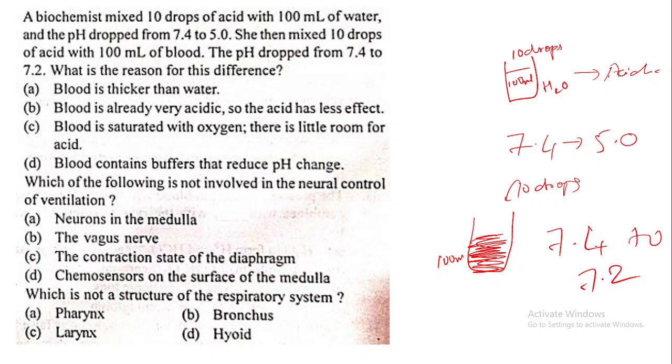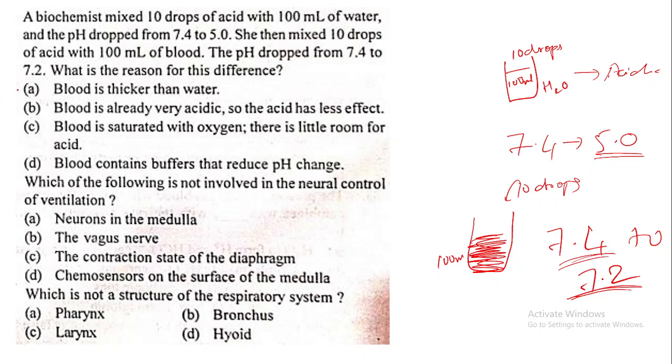What is the reason for this difference? So, only in water, when she added acid, it came from 7.4 to 5. But in blood, when she added 10 drops, it just came down by 0.2. Why has the pH not reduced as much as it reduced in the water? We already know the answer. It is because of the blood buffers. Okay. So, let's see what it is.